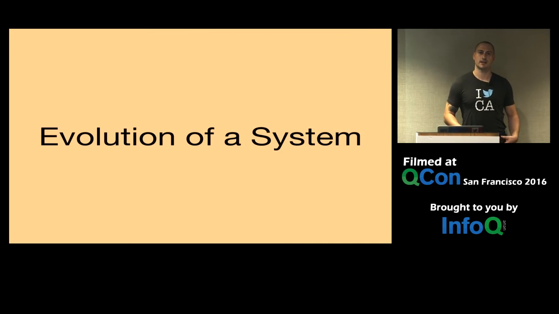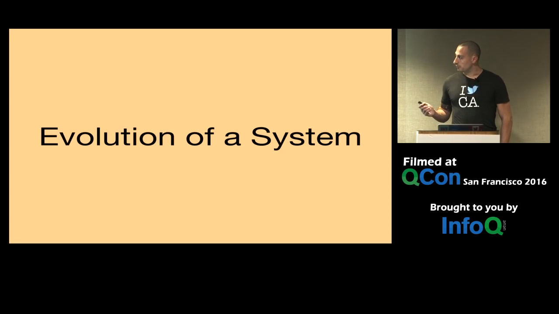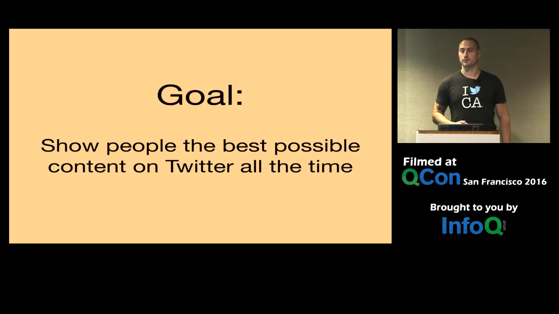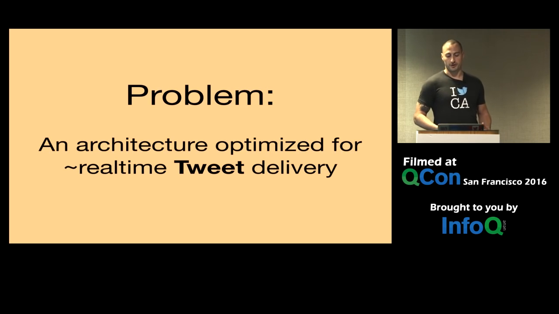And what I'm going to talk about today is an evolution of a system at Twitter, away from a model that prioritized the low latency of delivery, with this goal in mind, which is showing people the best possible content on Twitter all the time, and ideally as effortlessly as possible. And that work is framed within this context, which is that it is being built within an architecture optimized for nearly real-time tweet delivery to followers' home timelines.